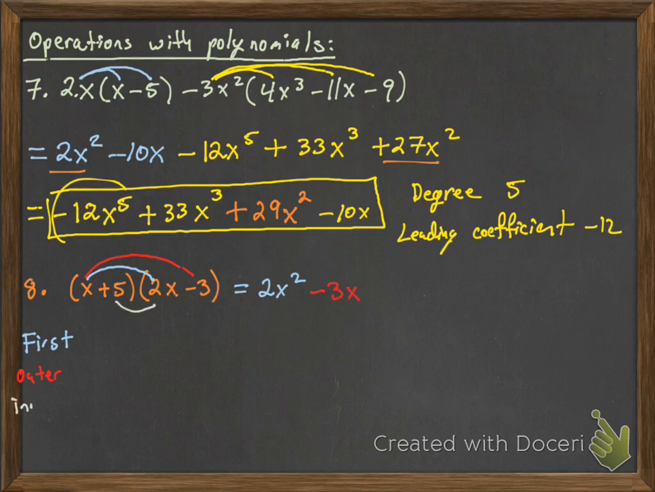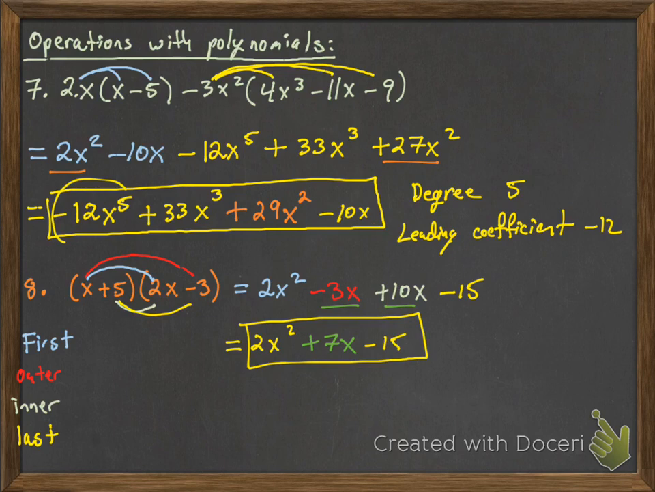Then we'll do the inner, 5 times 2x. It's 10x. And then we'll do the last, which was 5 times negative 3, which will be negative 15. We do have like terms to combine. That is the minus 3x and the 10x, which will make 7x, and then minus 15.